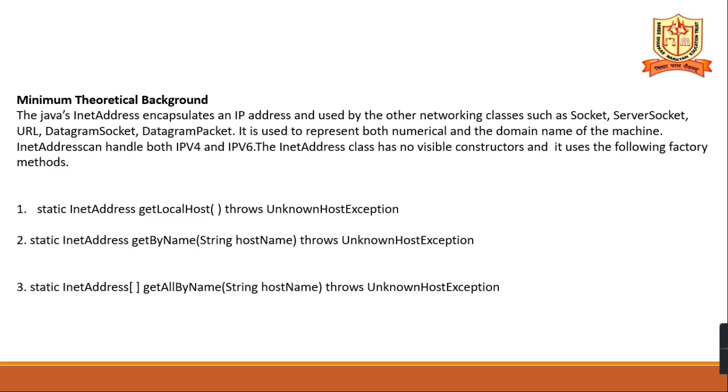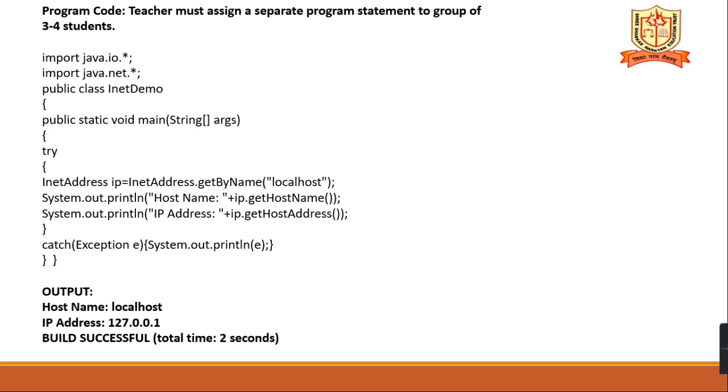The InetAddress class has no visible constructors and uses the following factory methods. First one, getLocalHost, throws UnknownHostException. Second method, getByName, throws UnknownHostException. And the array of InetAddress, getAllByName, throws UnknownHostException. So these are the factory methods of the InetAddress class. And the teacher must assign a separate program statement to each group of 3 or 4 students.